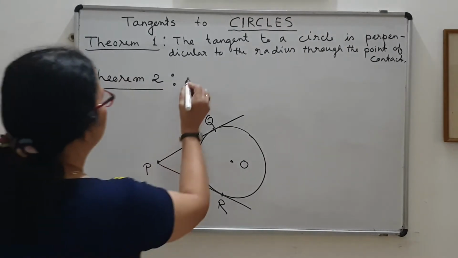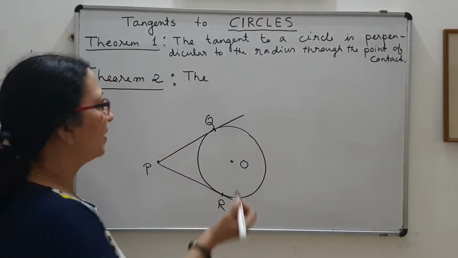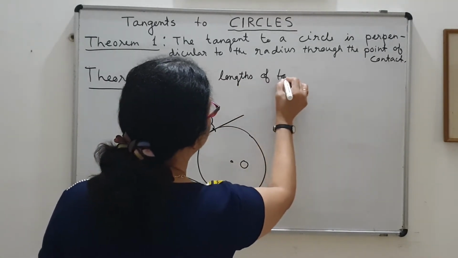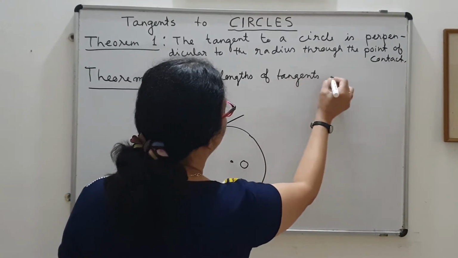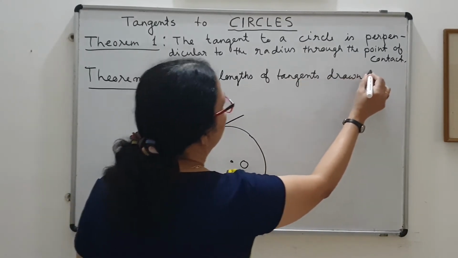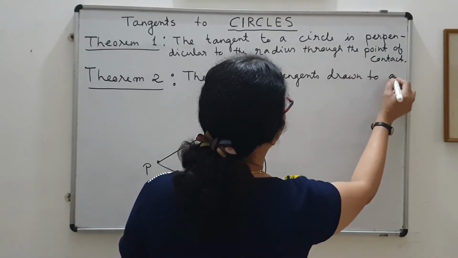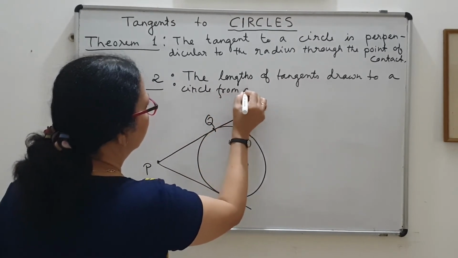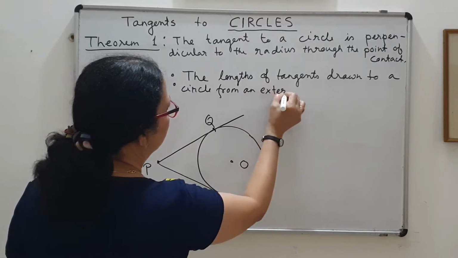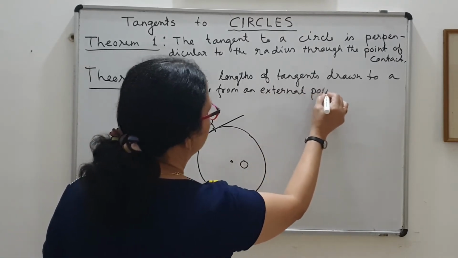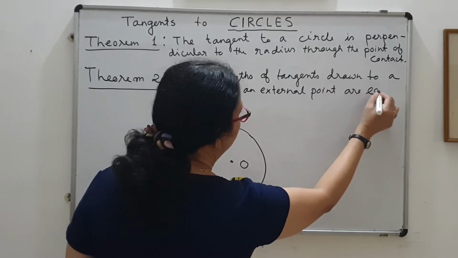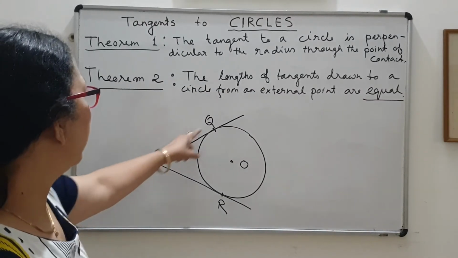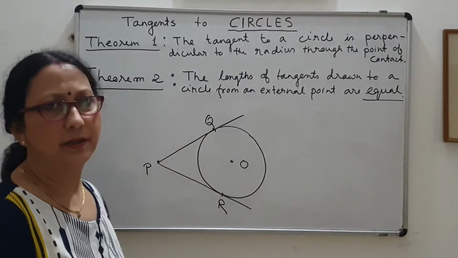So we can say that the second theorem can be written in this way: the lengths of tangents drawn to a circle from an external point are equal. This is about the theorem. The length of tangents drawn to a circle from an external point are equal.